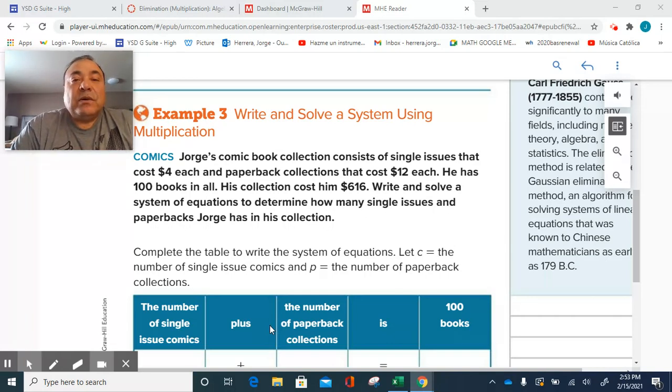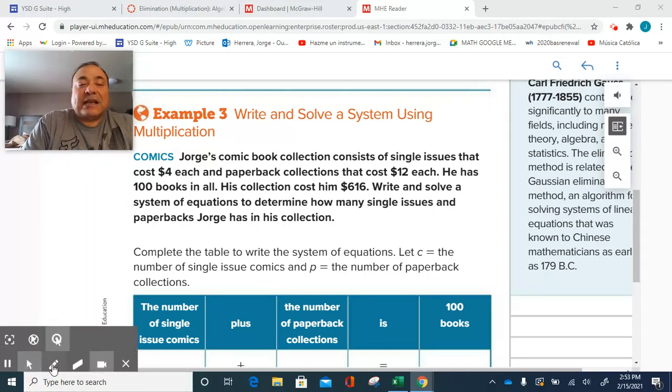Okay. So Jorge's comic collection consists of single issues that cost $4 each, and paperback collections that cost $12 each. So single issues, we're gonna allow that to be X, and collections that are like a bunch of issues will cost $12 each. He has 100 books in all. His collection cost him $616. Write and solve a system of equations to determine how many single issues and paperbacks Jorge has in his collection.